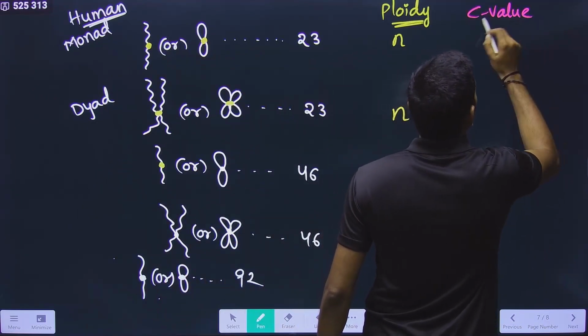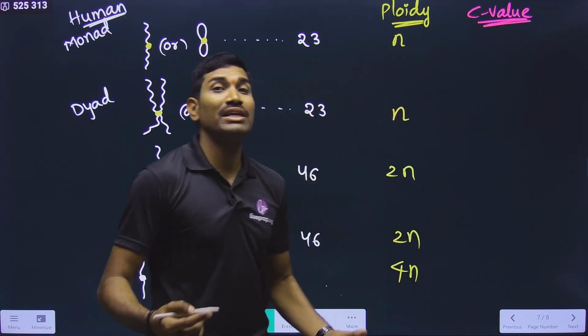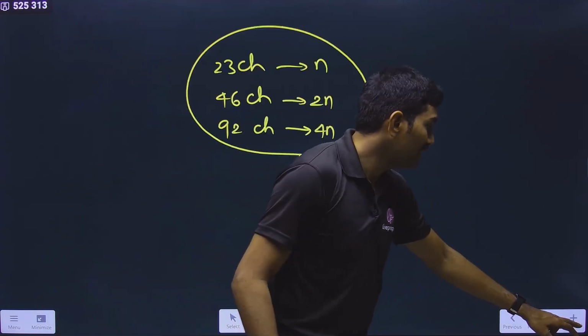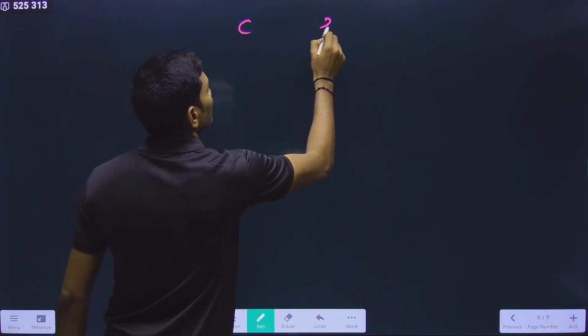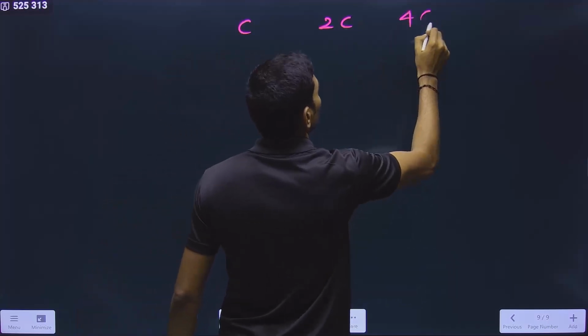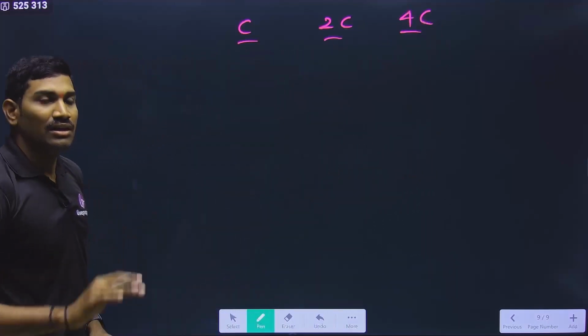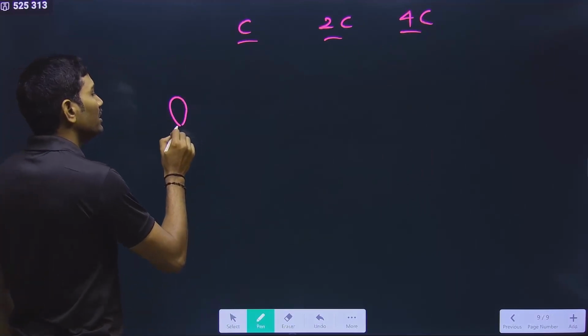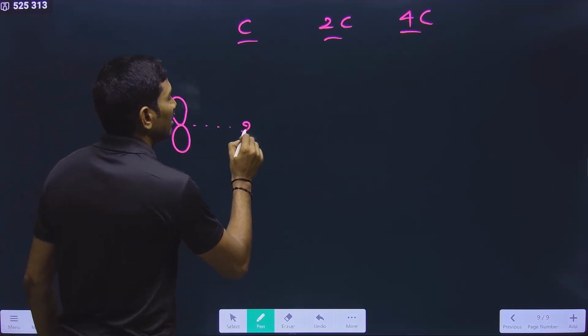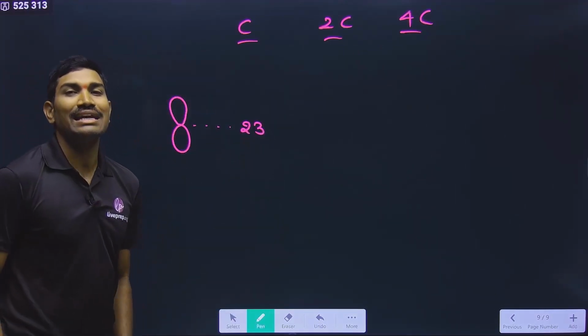C-value is the amount of DNA. Amount of DNA means how much DNA is there. And for that, first we will see what is C, what is 2C, what is 4C. First you need to understand this. Now let us see the standard definition of C. It is the amount of DNA present in the haploid content in the gametes.